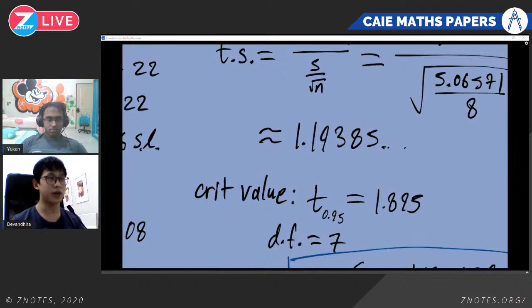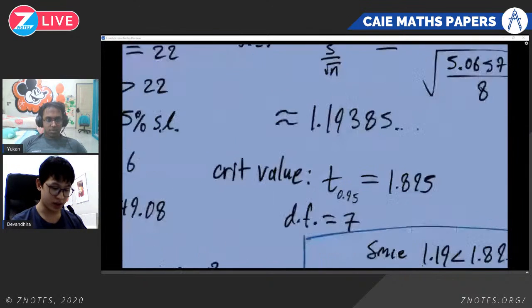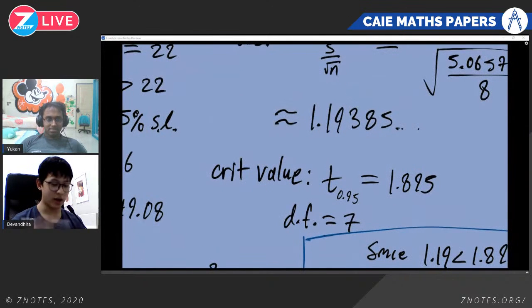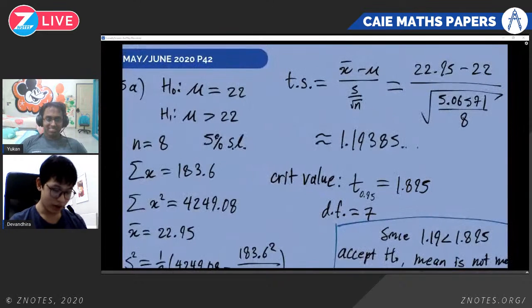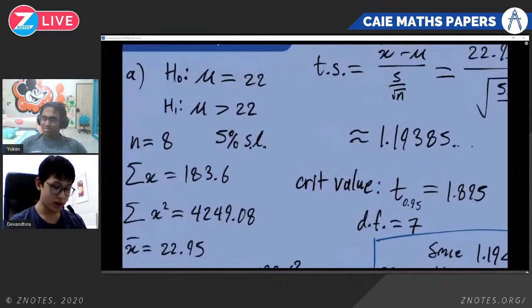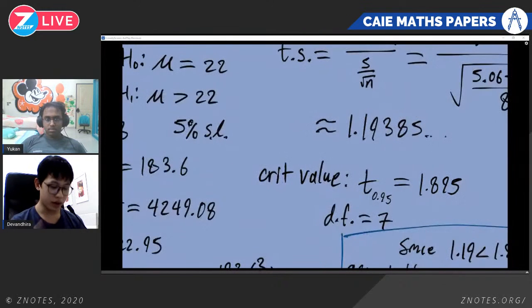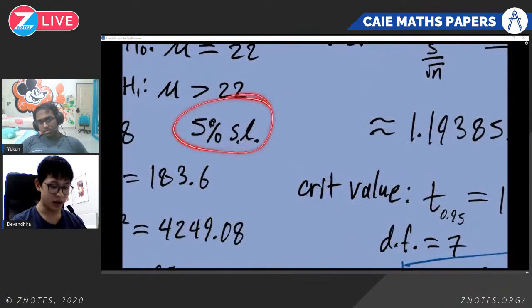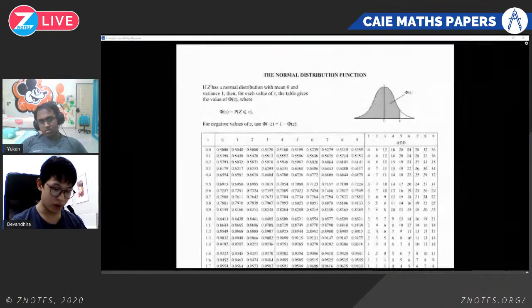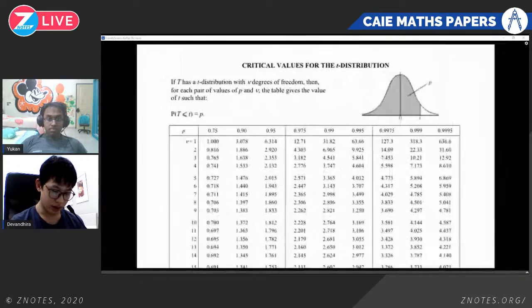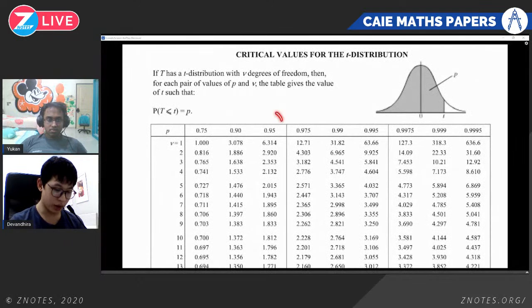So after you find your test statistic, always remember that you have to find your critical value. When you play with hypothesis testing, it's always test statistic and critical value. They're best friends always. So right here, since the number of samples is really low, like 8, and it's a one-tailed test at 5%, that means we have to look for 0.95.